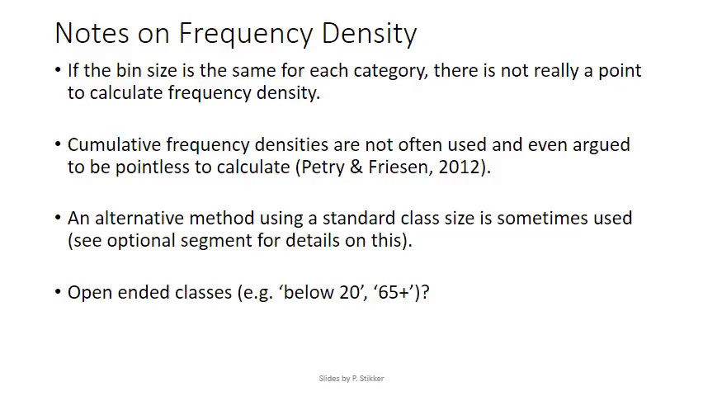The last point is, however, that sometimes you have open-ended classes like 65 or older or below 20, and you can't then really determine how big the size of that class is. You should then either decide that it's impossible to calculate frequency density. Some textbooks will say that you can multiply the previous bin size by 2 or 1.5, but that's really arbitrary and you should be very careful in doing so.